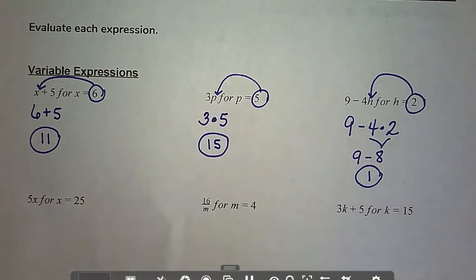All right, now go ahead and try the next 3 on your own, and then start the video up again and check yours to see how you do. This one is a division problem. This just means 16 divided by 4.